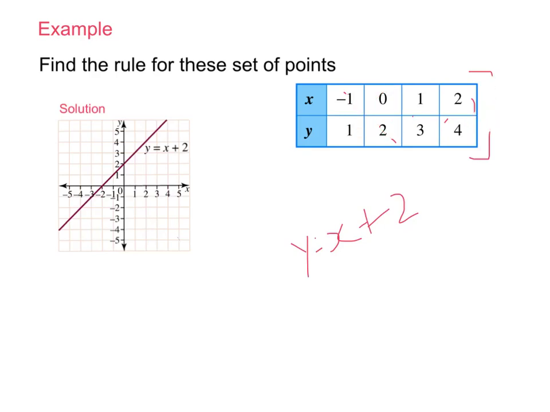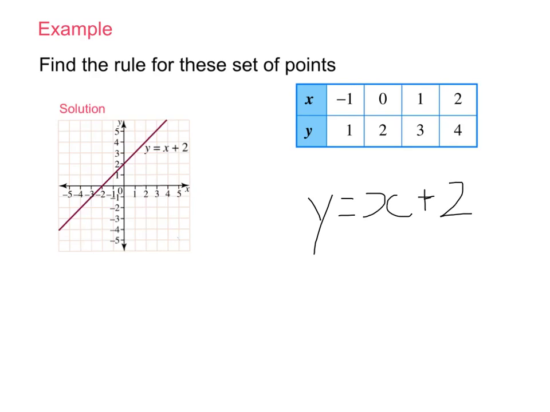All we're doing, guys, is looking for the connection. Don't get yourself confused. All you're trying to ask is, what is the connection between x and y? It's just a matter of inferring. There's no right way to go about this. It's just a matter of looking at them and saying, what's the connection? So, find the rule for these set of points. The rule would be y equals x plus 2.